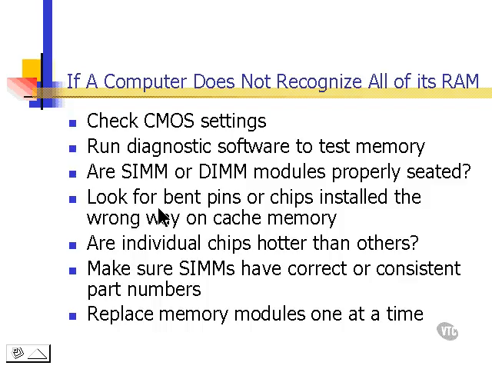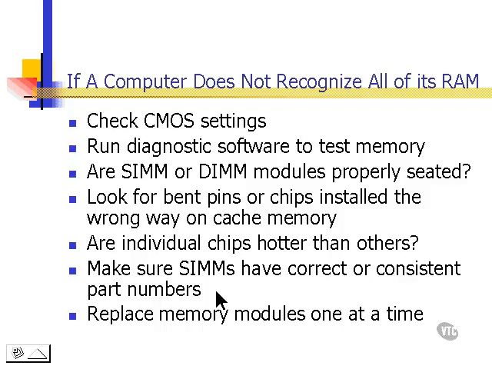Look for any bent pins or chips that are installed the wrong way on cache memory or other types of memory. Are individual chips hotter than others? In other words, feel the chips and see whether one chip is very hot where another one is not. The hotter chip could be causing a problem.